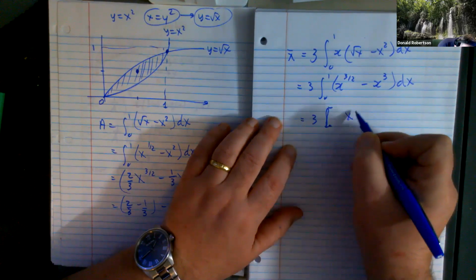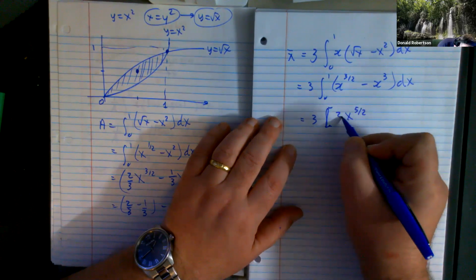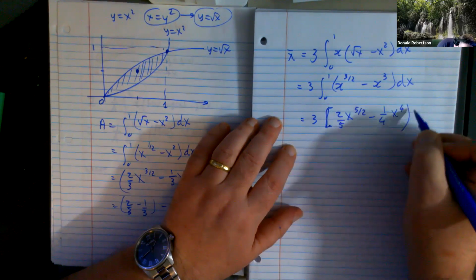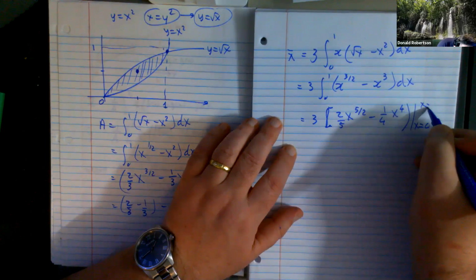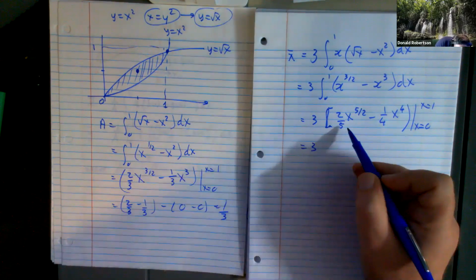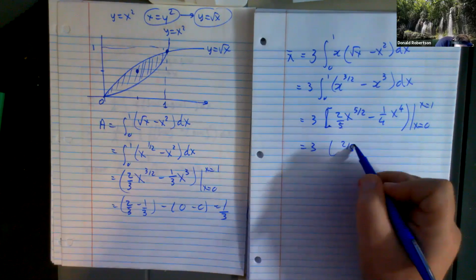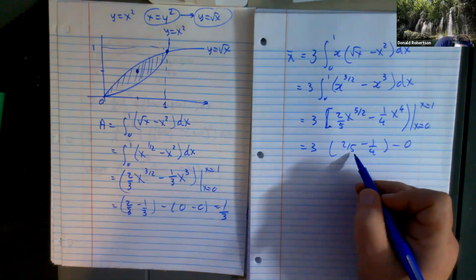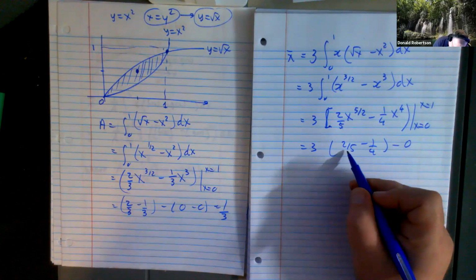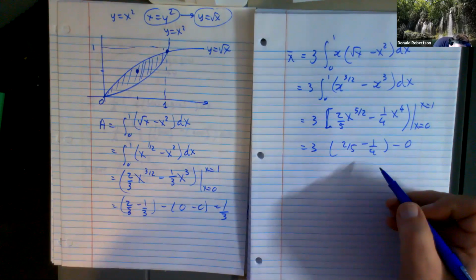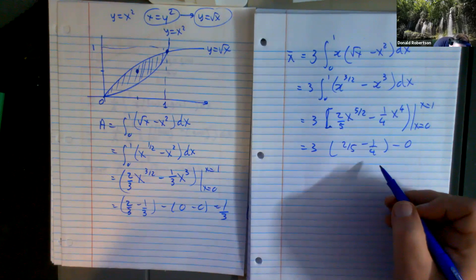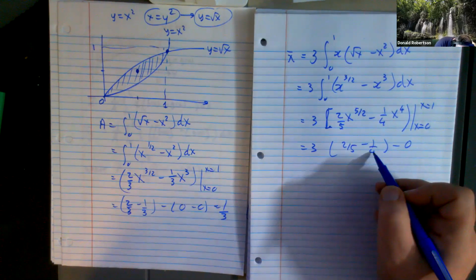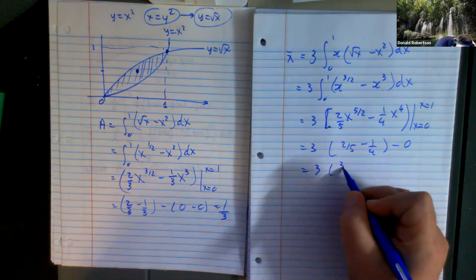Add 1 to the power, divide by the new power. And you get 2/5, take away a quarter, minus a whole load of zeros. What does that get you? That gets you 4 20s. Does that get you 4 20s? Eight 20s, take away 5 20s, so it's 3 lots of 3/20. Yeah, it's almost a half, would you agree?